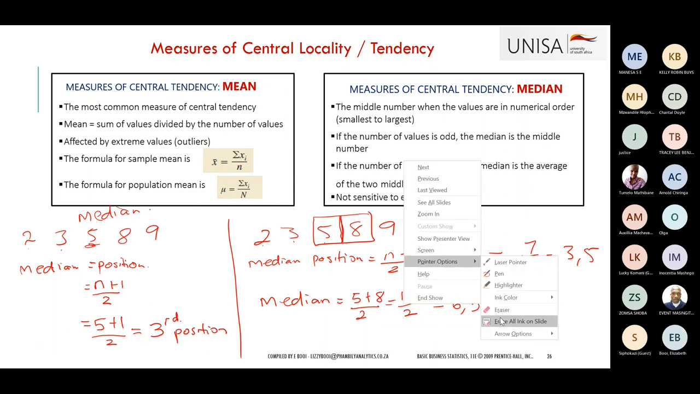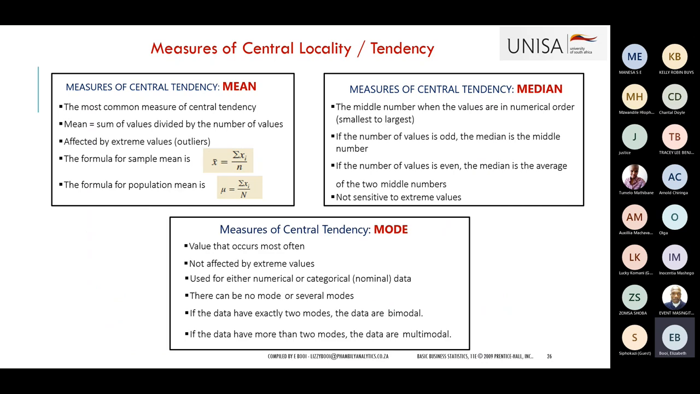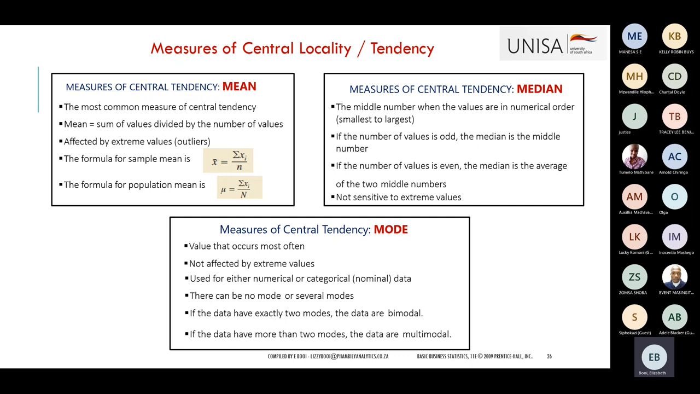The other measure of central tendency is what we call the mode. The mode is the number that appears more than the other numbers, the number that is repeated. Not the highest number, but the number that appears more than the others. It is also not affected by extreme outliers. And we can use the mode also on categorical data, because the category that has the highest frequency will be your modal category. The same on the histogram, the category with the highest peak will be your modal frequency. If there are two highest peaks, then your data is bimodal, the same here.